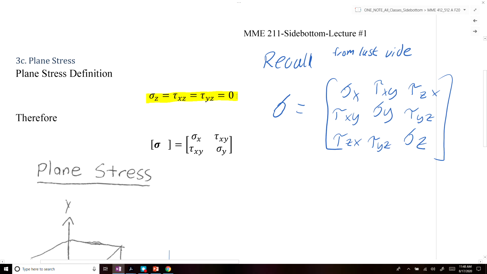So in that case, all of these terms that I'm highlighting within our stress matrix would all be equal to 0. All right. So our 3 by 3 stress matrix will become a 2 by 2 stress matrix, which you can see on the left hand side.